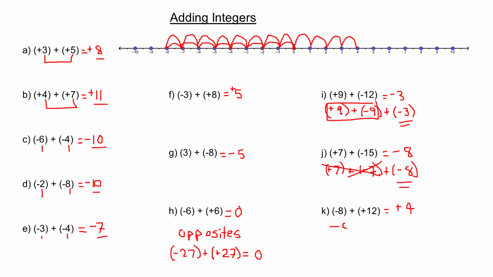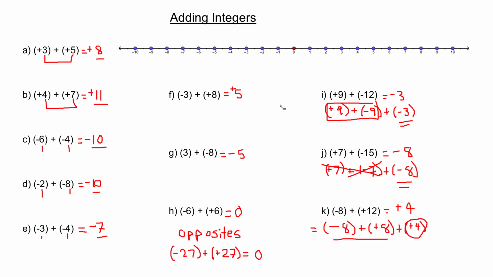So again, you could think of that as negative 8. And then we could think of that 12 as a positive 8 and a positive 4, because 8 and 4 add to 12. So again, see, this whole part adds to 0. That's why the answer is 4. Okay, or a reason why the answer is 4.